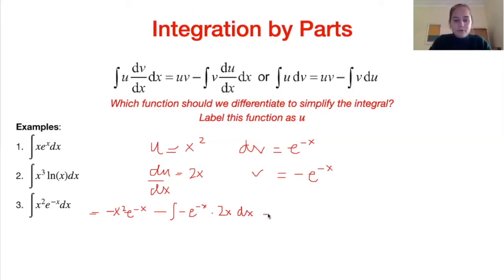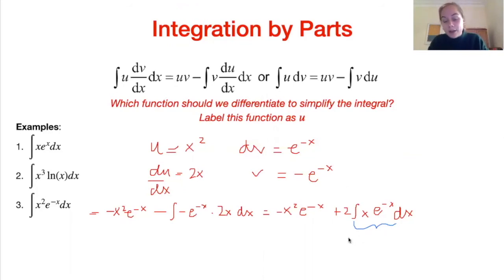Okay, let's simplify this a little bit. Minus x squared e to the minus x plus 2, I'm taking out that factor of the minus sign, x times e to the minus x dx. Okay, so we said here that if we apply integration by parts to this part, we can actually find that integral. So we see this is very similar to that case we solved in the first example, right?